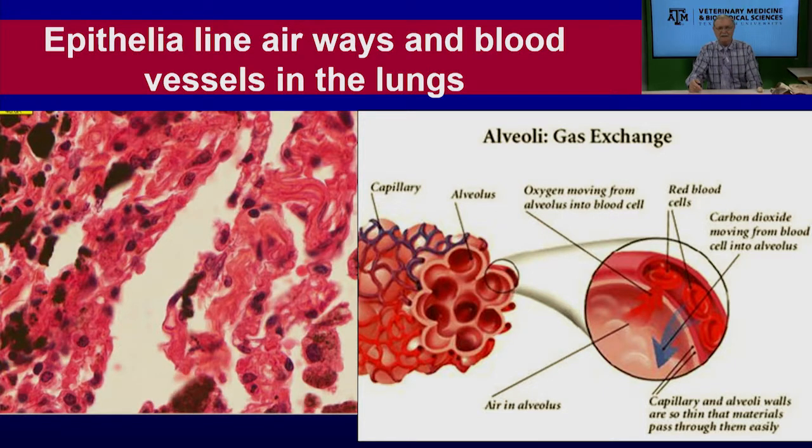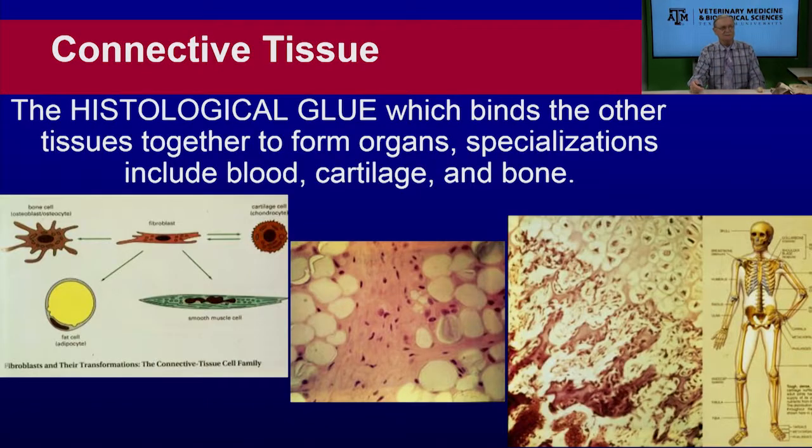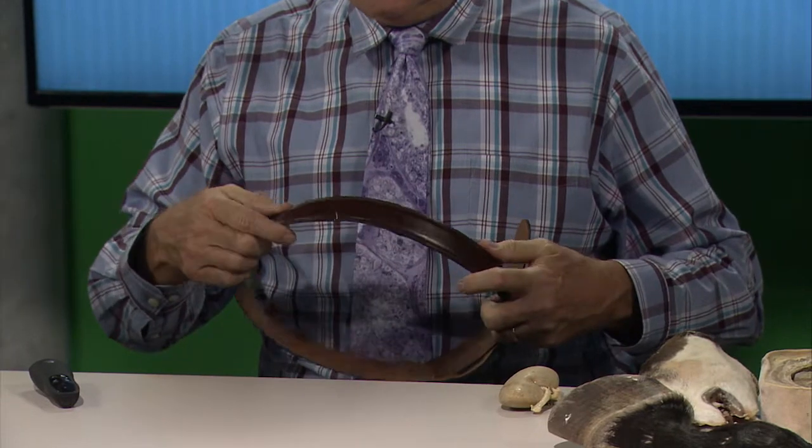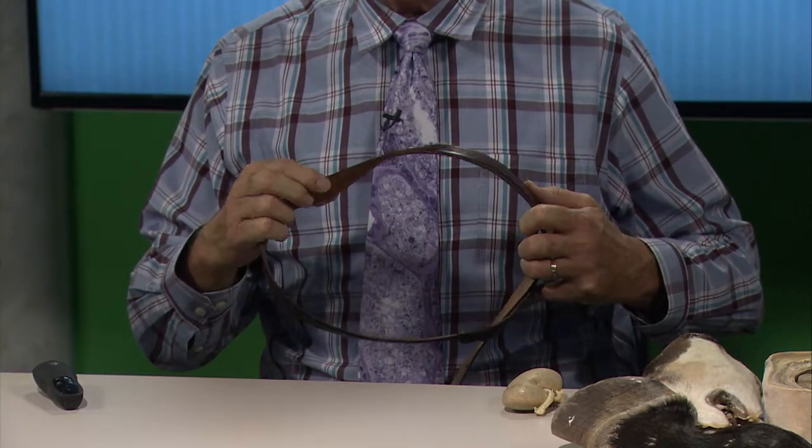So epithelium lines the blood vessels. It lines the airway inside the body. So oxygen is transferred from the air through the lining cells, lining the airway, and then it transfers through the endothelial cells that line the blood vessels themselves. So as I mentioned before, this shiny part is epithelium, but this is connective tissue.